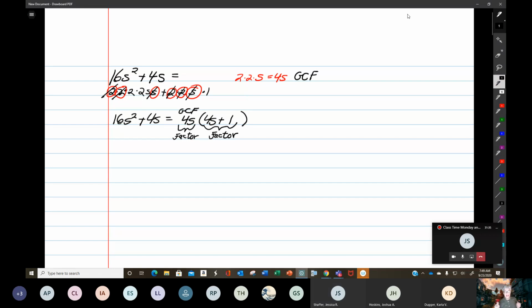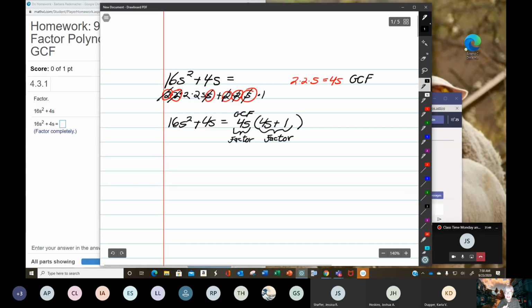Okay, all right, here we go. Was this understandable? I hope it was. So this is something you want to remember. You put the GCF in front, usually, I mean, there's no law that says you have to, but usually you put the GCF in front and you put the leftovers behind.